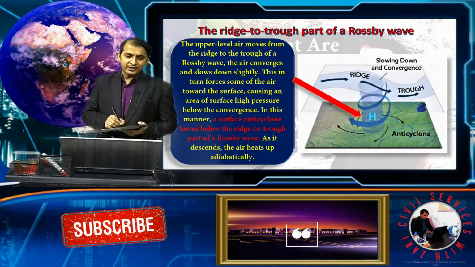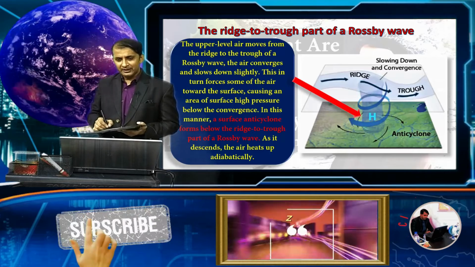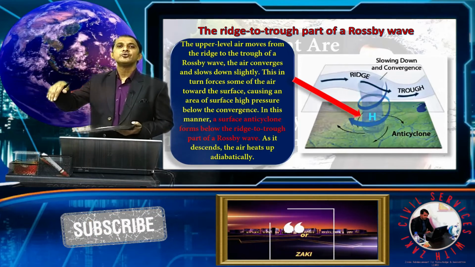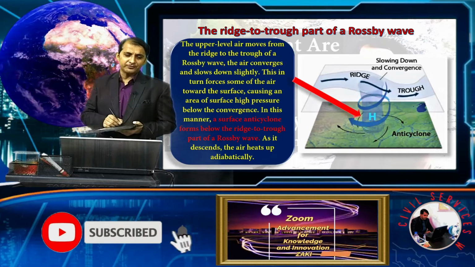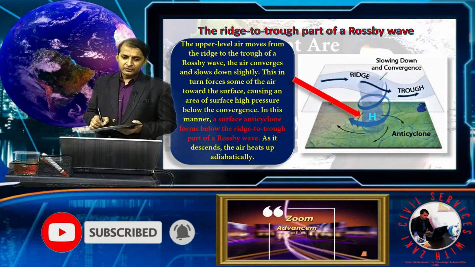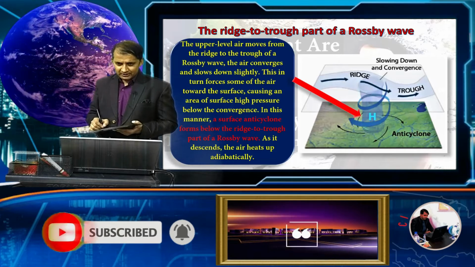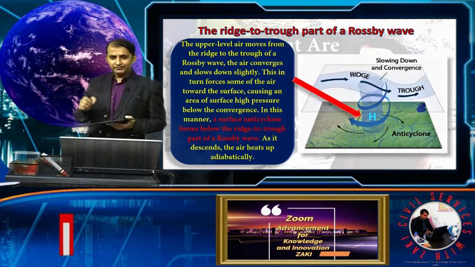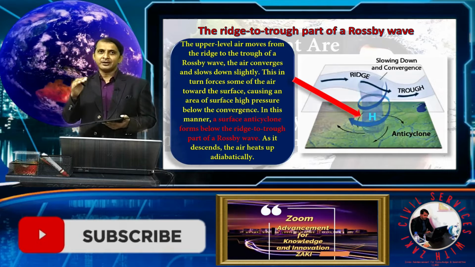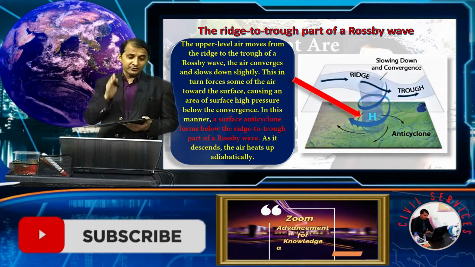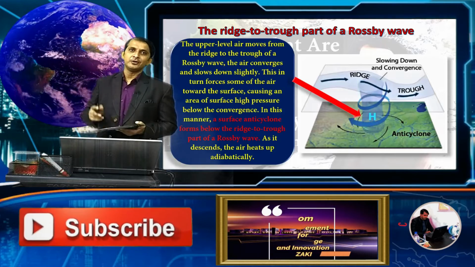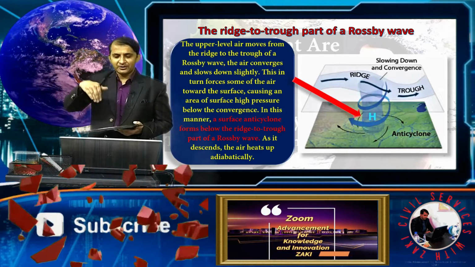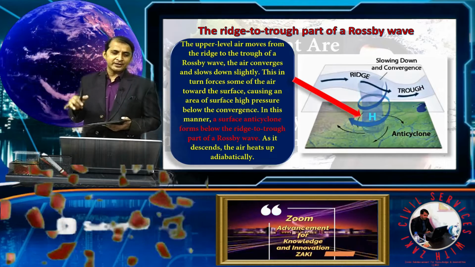See here, the upper level air moves from the ridge-to-trough of a Rossby wave. The air converges and slows down slightly, and this in turn forces some of the air towards the surface. So this trough to ridge phenomenon in the Rossby waves pushes the air to the surface. That's why it creates a high pressure zone.